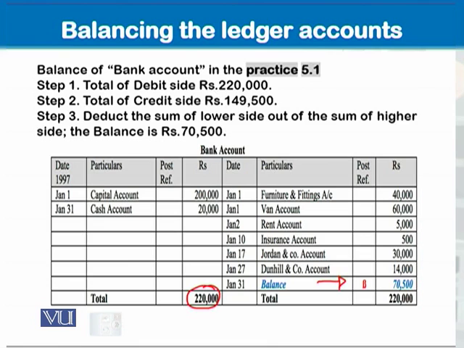You can see the total of the debit side is 220. And when you make the total of this credit side, that would be 149,500. And this is 220. So this 220 minus 149,500 will give us a balance which is 70,500. So this 70,500, since it is appearing in the credit side of the ledger account of bank, would be known as the debit balance.